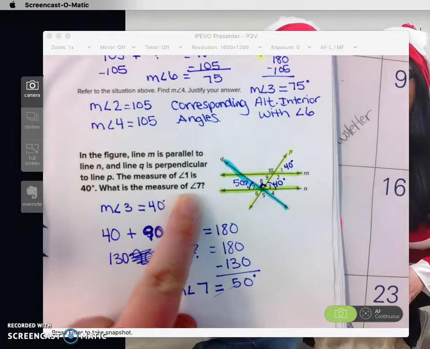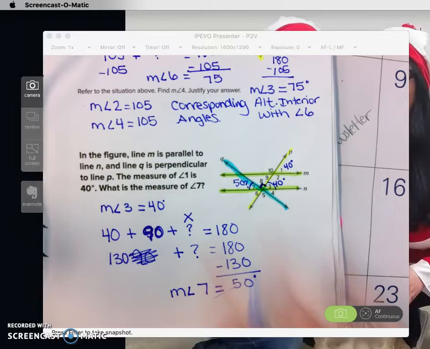Did measure of angle 7. Yep, so we answered all our questions there. The last problem we're going to work on.